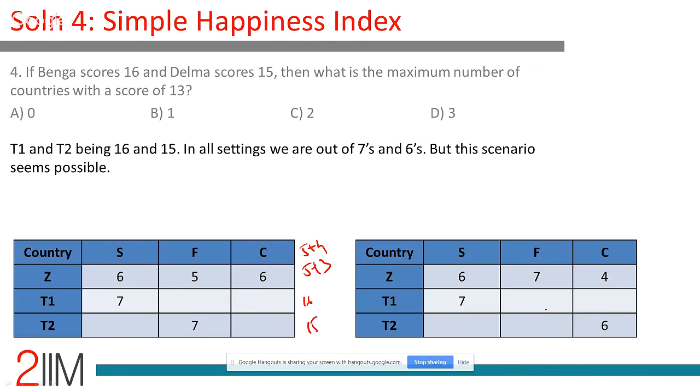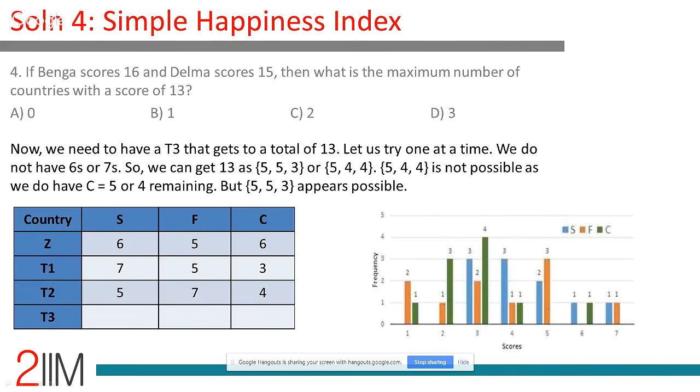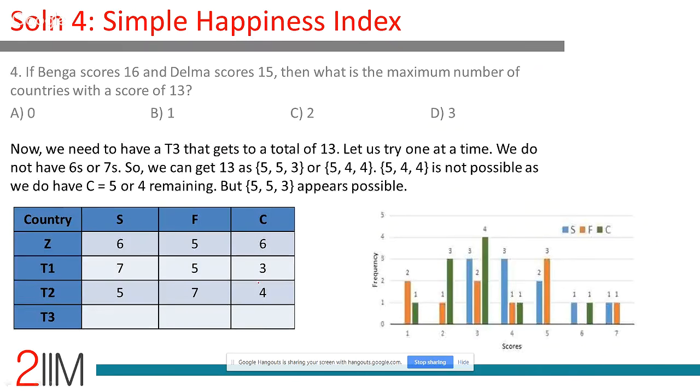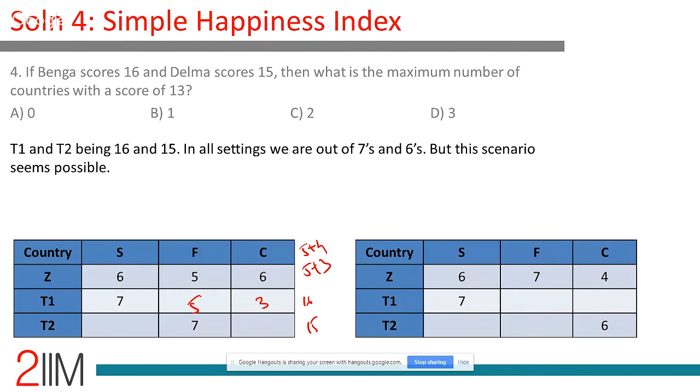So let's see if we can fill those numbers in. 5 plus 3 and a 5 plus 4. Remember, C does not have any 5. You already remember that. That's only 1, 4. So it has to be a 3 and 5 and 3 and 4.